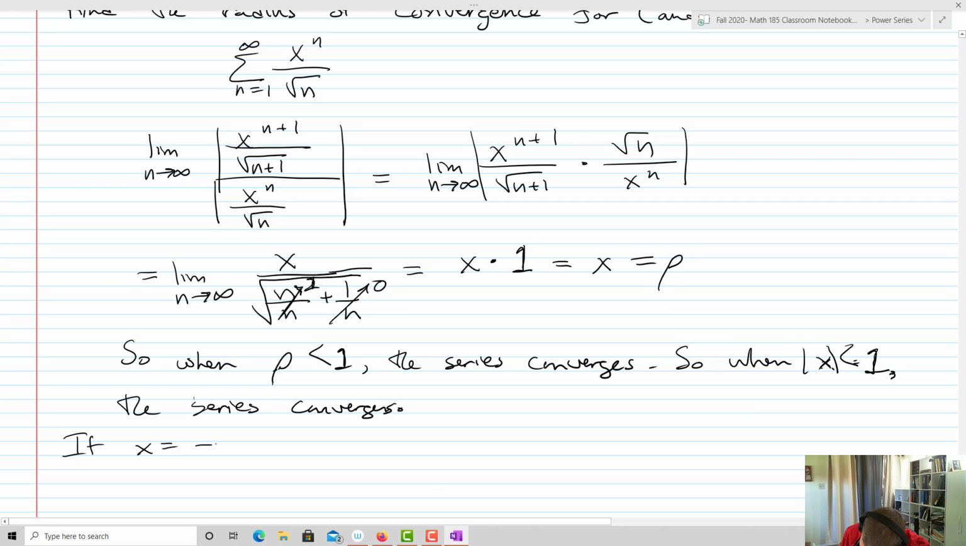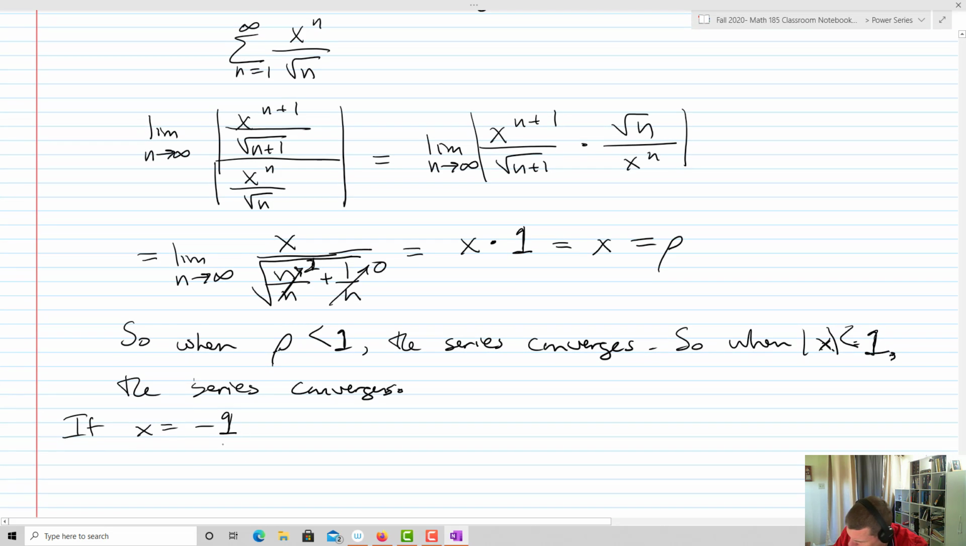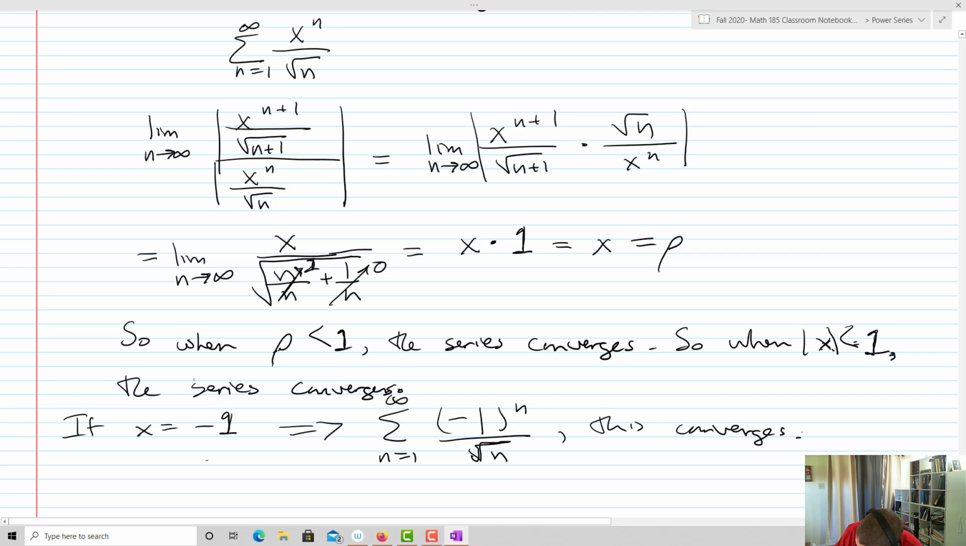If x equals negative 1, that is the left-hand edge of the interval, then we get the sum n equals 1 up to infinity of negative 1 to the n over the square root of n, right? Now, using our alternating series test, we can see this converges, right? Using the alternating series test.